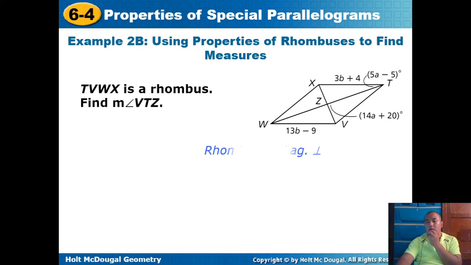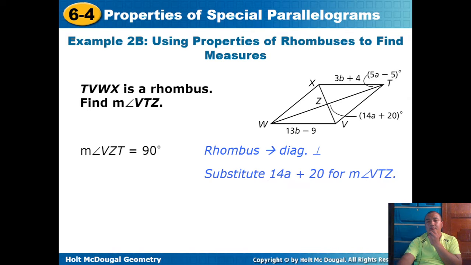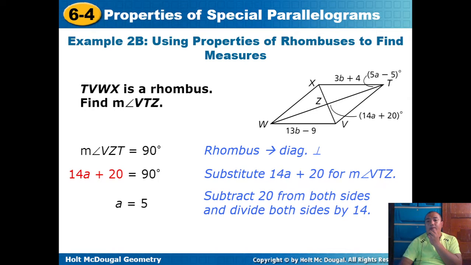So it says here, the diagonals are perpendicular in the rhombus. So that means 90 degrees yan. 90 degrees ito. So 14a plus 20 equals 90. 90 minus 20 is 70, divided by 14. That means a is 5. 14a plus 20 equals 90 degrees. So 5 yung a.